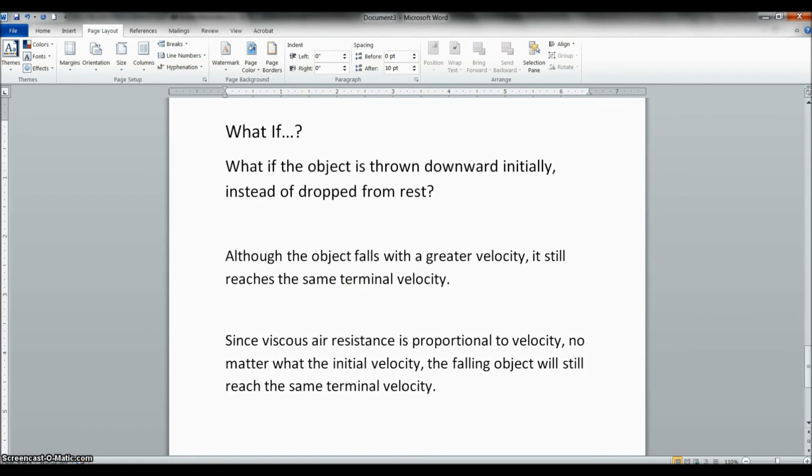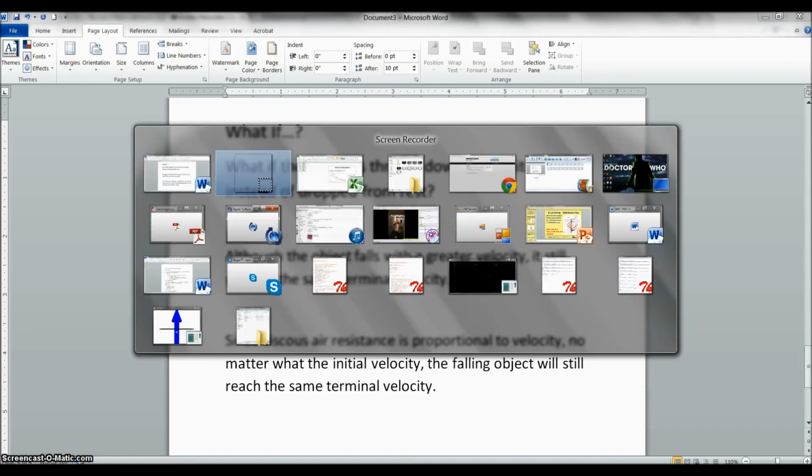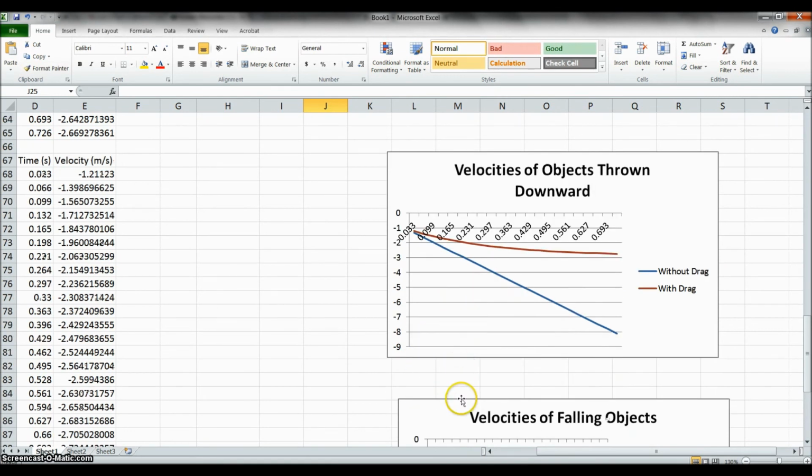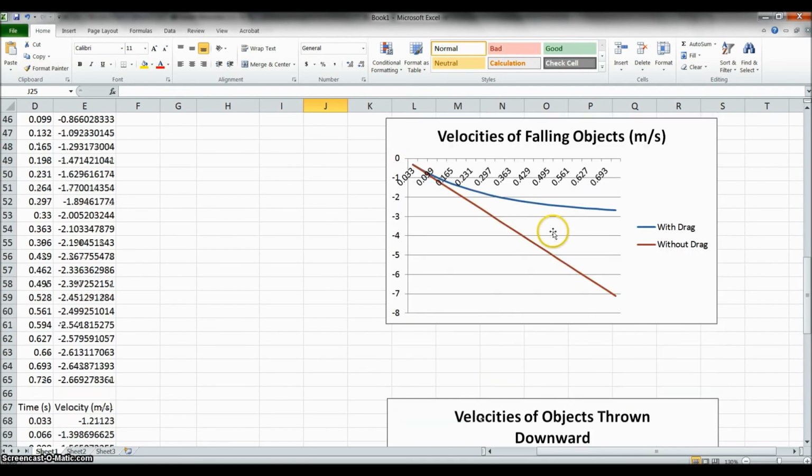I'm going to go to the what if question, which is what if the object was thrown downward initially instead of dropped from rest? I'm going to go to my data over here. I plotted both models, with and without drag, of objects being thrown downward. For the model without drag, it doesn't have much effect. It just means that the velocity starts at one lower, and then it continues to decrease at the same slope. For the object with drag, we can see that the curve is actually leveled out a little bit. It starts at one lower, but it still reaches the same terminal velocity, which is slightly above -3 that we see here.